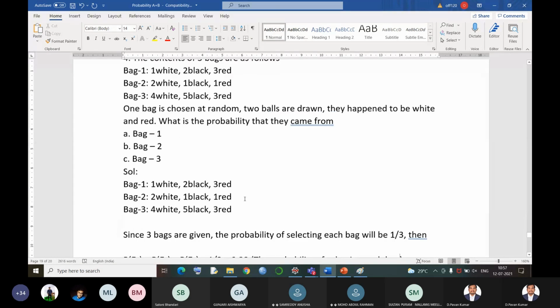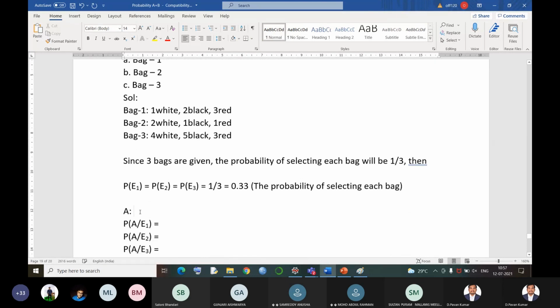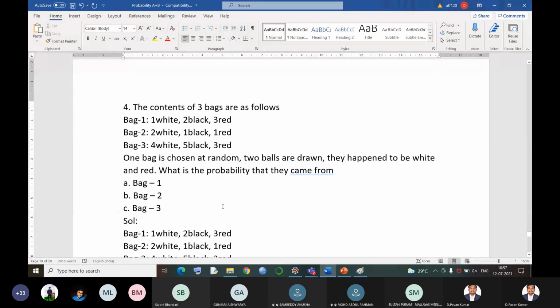Now, what is the second one which is given to us? Now we have to select the event A, right? So event A is the condition which is given in the question. One bag is chosen, we have gone with each and every bag, the probability is 1 by 3. And 2 balls are drawn. They happen to be white and red. They want only white and red. Though the bags have white, black and red, they want only white and red.